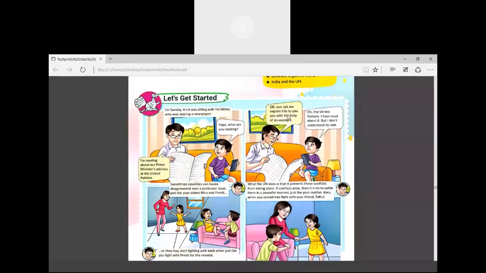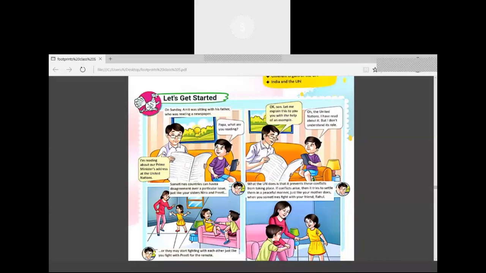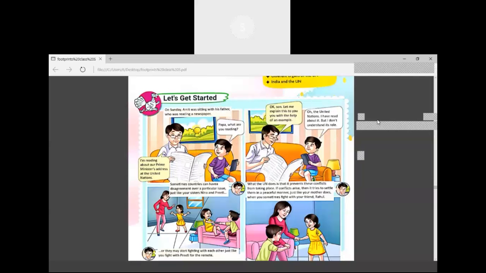Okay, son, let me explain this to you with the help of an example. Sorry, I missed this earlier: what is the United Nations? He asked. Then he says, I'll explain with an example, and he gave the example of his sister and him. So the son says, oh, the United Nations, I have read about it, but I don't understand its role. Amit says that he has also read about the United Nations, but cannot understand the role played by it. What role has been played by the United Nations?